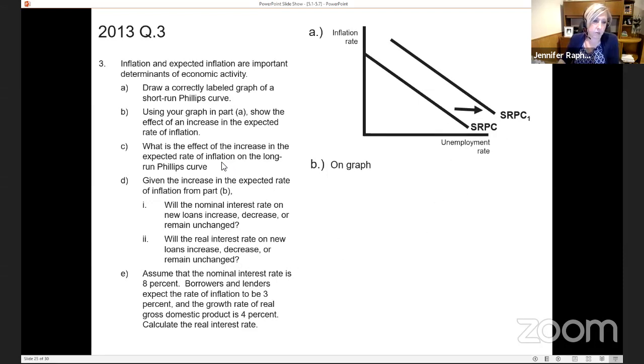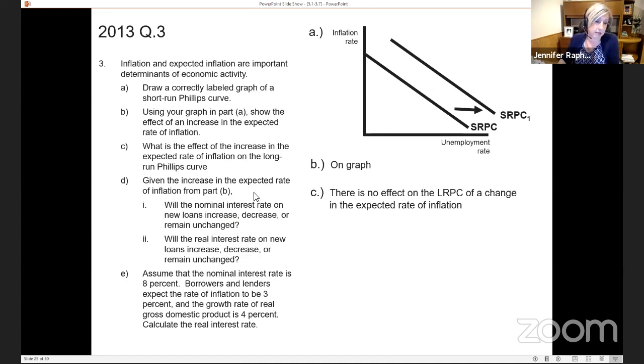Part C asks, what is the effect of the increase in the expected rate of inflation on the long run Phillips curve? Well, we're not graphing it, but we can certainly assert there's no effect on the long run Phillips curve due to a change in the expected rate of inflation. The only thing that shifts the long run Phillips curve is a change in the natural rate of unemployment. The natural rate of unemployment is a function of frictional and structural unemployment. Those are not impacted by changes in expectations of inflation.